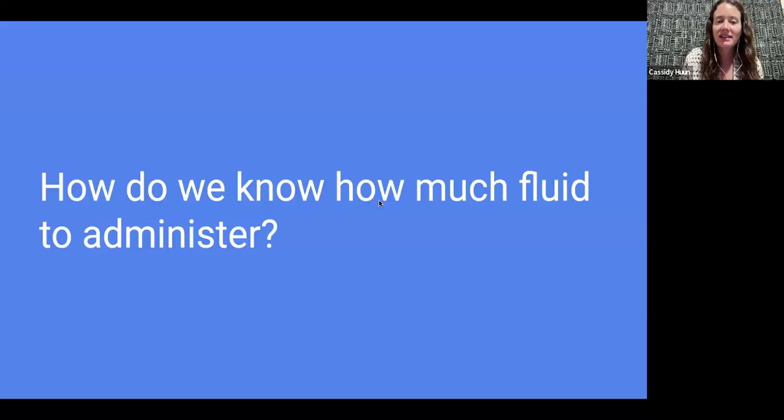Okay, so this takes us to understanding what we need to do for fluid resuscitation. Because as we described earlier, this is going to be one of the biggest things we need to do because they're going to be having lots of excess fluid loss.